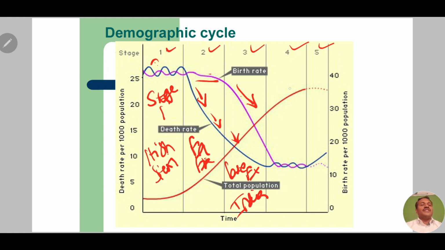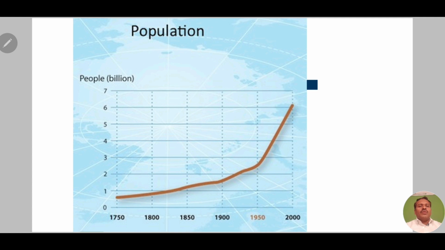Now the fourth stage is low stationary. As we can see, there is a low death rate and a low birth rate, both are low. And this is a peculiar condition, the fifth stage, where the birth rate is the same but the death rate is starting to increase. So this is the declining phase. So what is declining here? The population is declining.